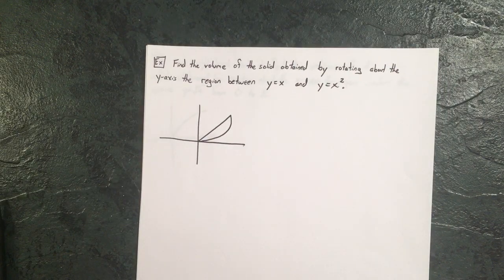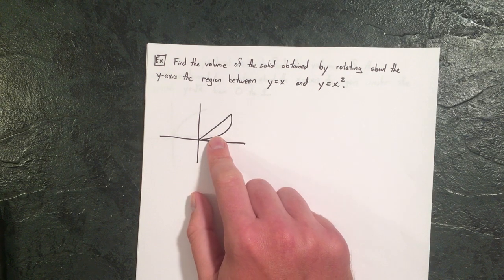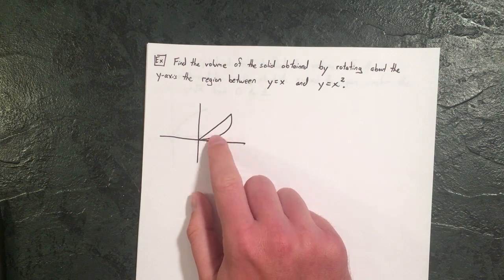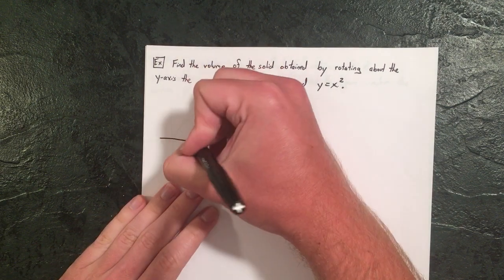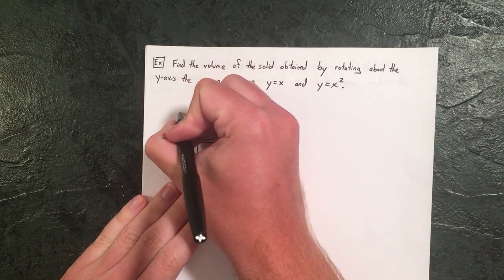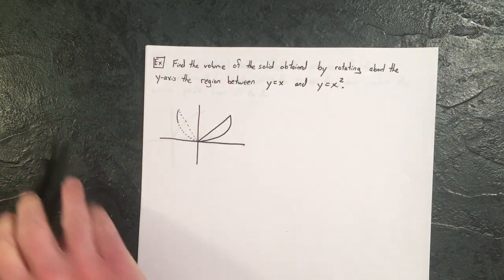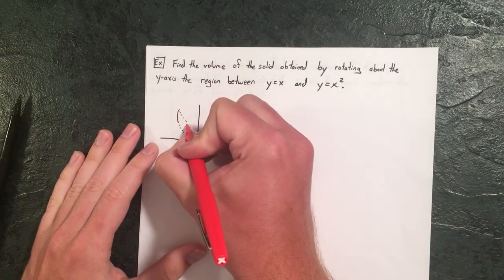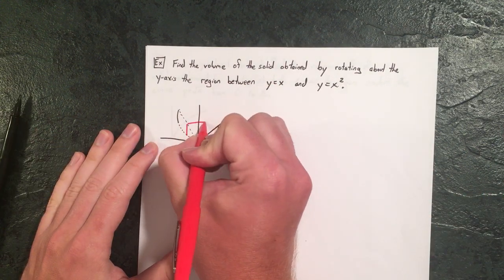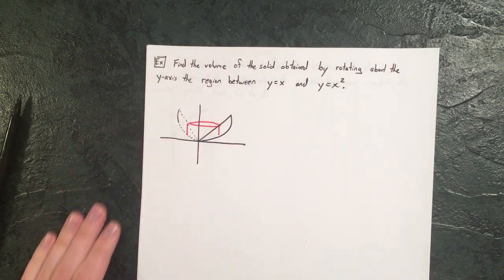So this goes back to a question we did last week. And it says, find the volume of the solid obtained by rotating about the y-axis the region between y equals x and y equals x squared. So we looked at this little sliver before. But specifically, I want us to do this using shells. So we're spinning that way, and let's think of making a bunch of shells here, and what that setup would be.